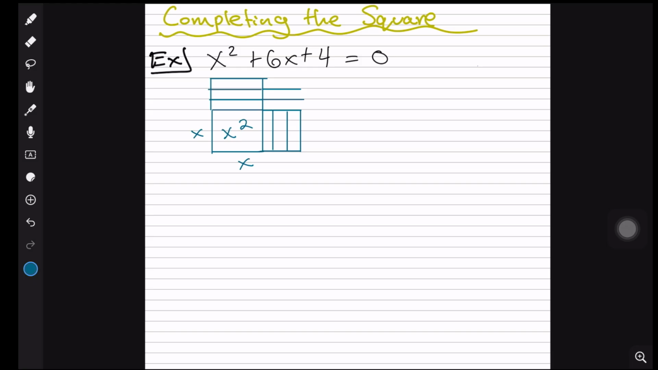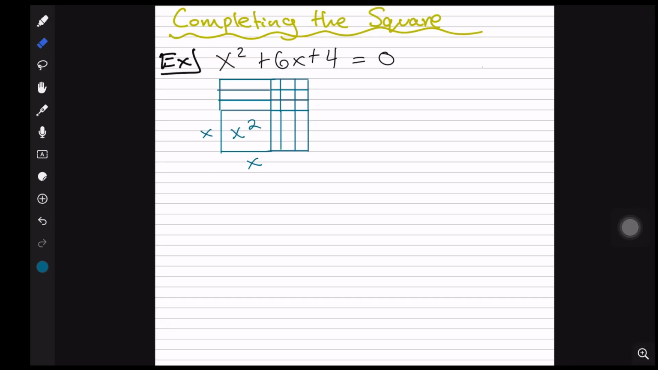And whatever's left over are units, like 1 unit. So with those 6 x's, we get a 3 by 3, so we get 9 units. And that completes our square. So essentially what you have is x plus 3 times x plus 3, so that's going to give you x plus 3 squared.